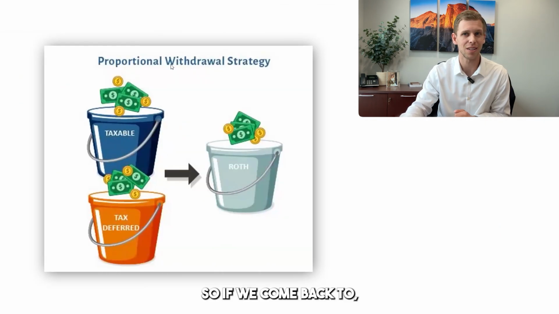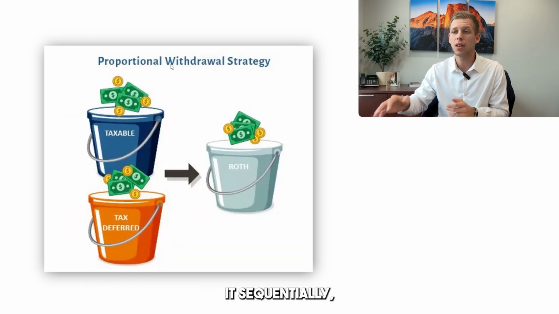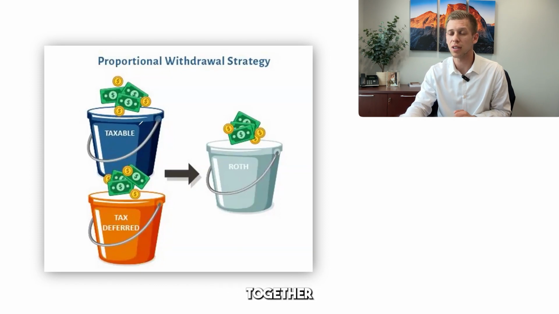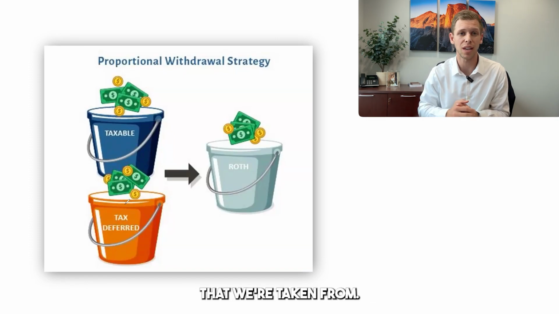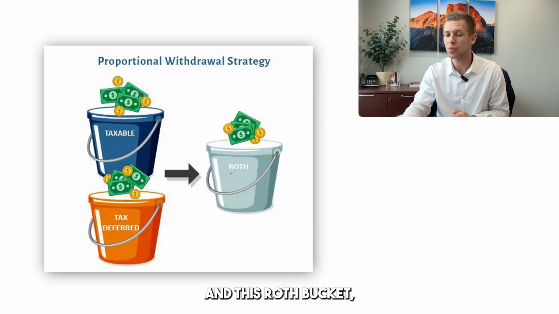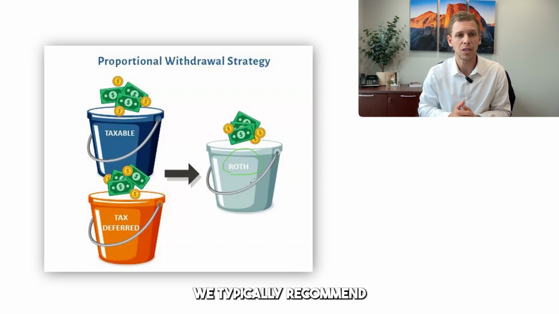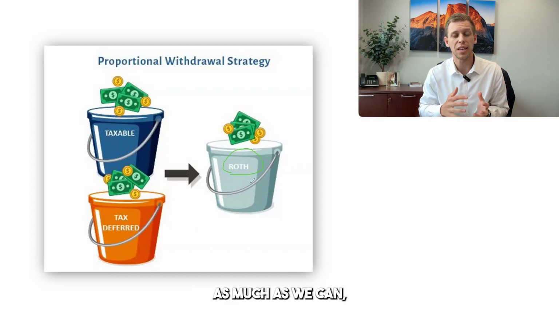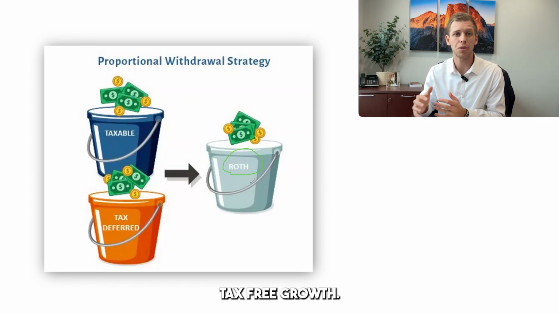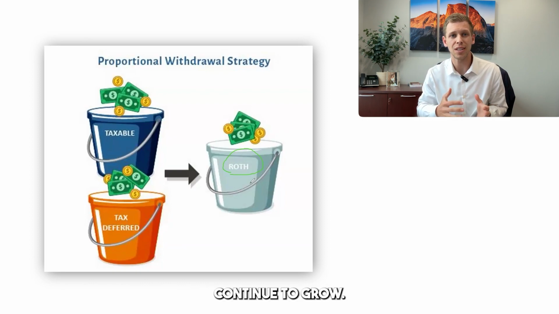So if we come back to these buckets here, rather than doing it sequentially, we can take from these together and really make sure that we're being efficient from the different buckets that we're taking from. Now you may have noticed I haven't touched on the Roth bucket yet. And this Roth bucket, you see in both strategies, we have the Roth bucket last. We typically recommend, as much as we can, withdrawing from the Roth last because we're really getting that tax-free growth and then the tax-free withdrawal. And so this is a great account to allow to continue to grow.